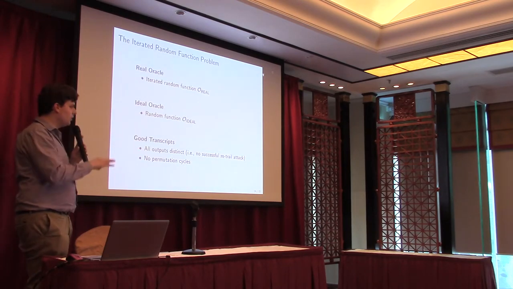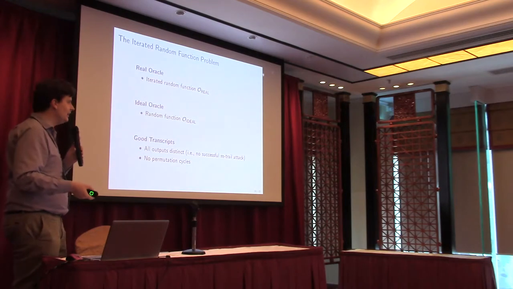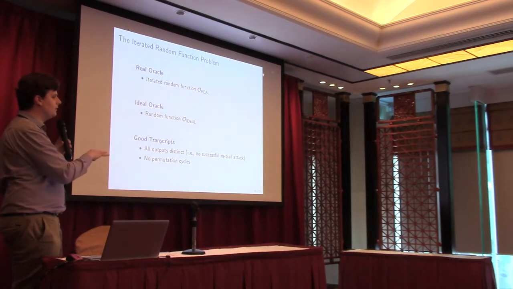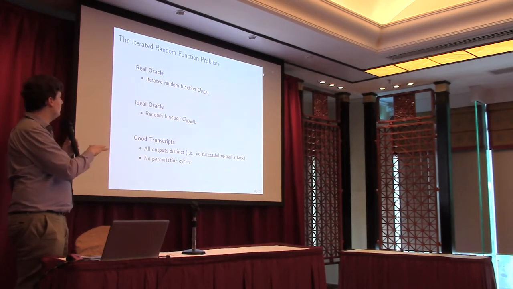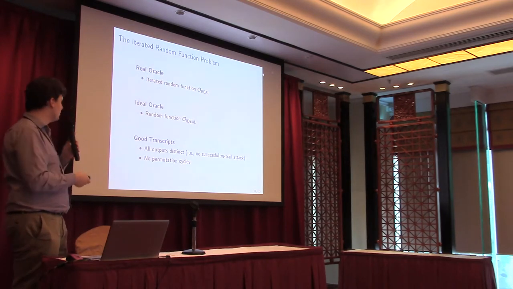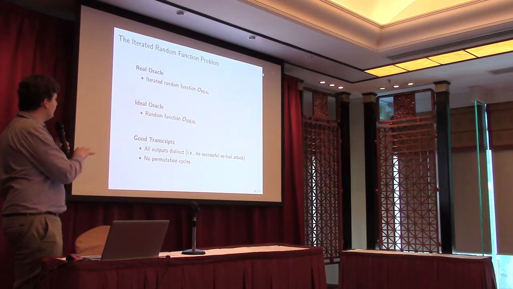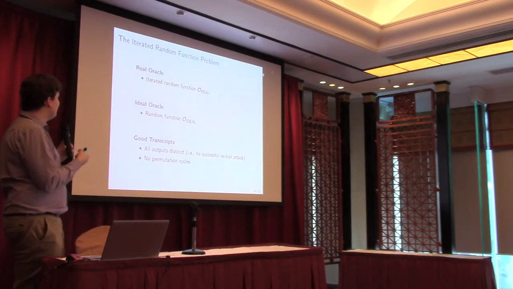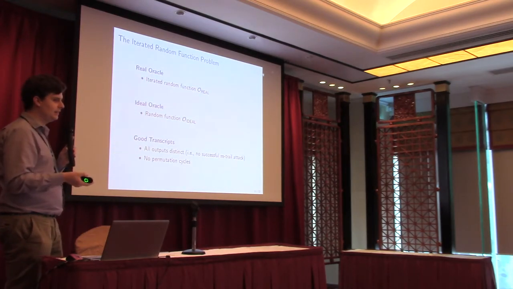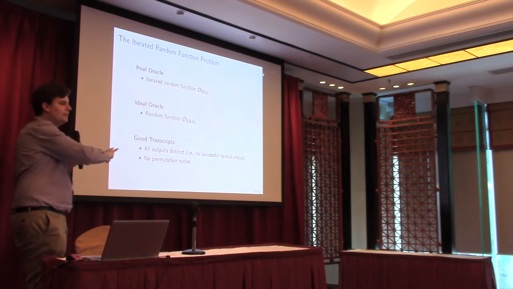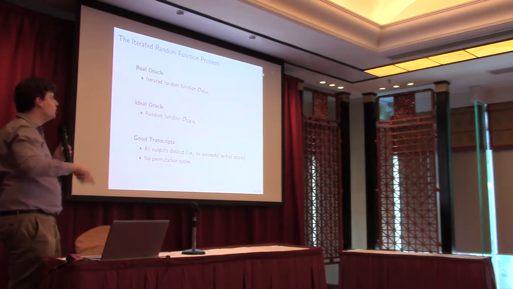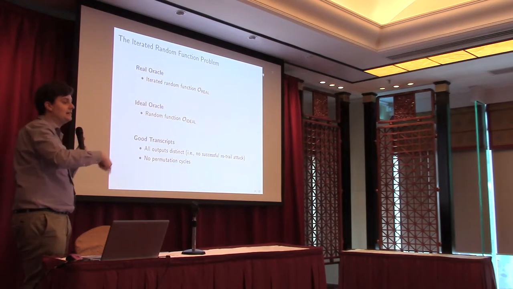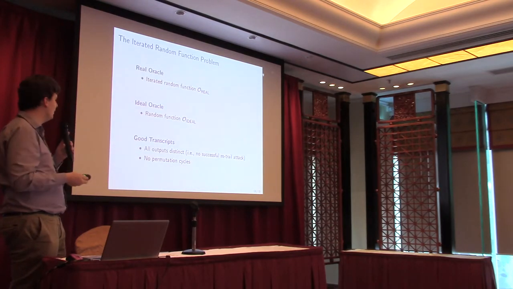So again, what we're going to do is apply the H coefficient technique. Here, we choose the real oracle to be the iterated random function, and the ideal oracle will be a random function. We want to distinguish in a black box way between these two. And we define our good transcripts as transcripts that must satisfy two properties. One property is that all outputs are distinct. Now, this will mean intuitively, I mean, we worked this out more in detail in the paper, that there would not have been some successful M-trail attack present somewhere. Because clearly, if that's the case, then you don't have all outputs distinct. You've somehow found a collision.